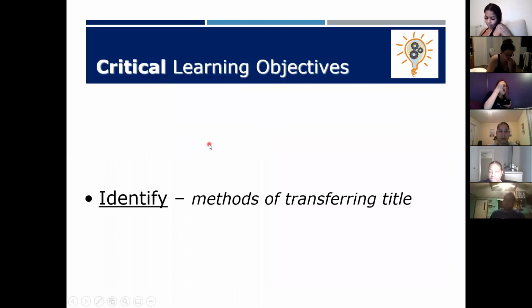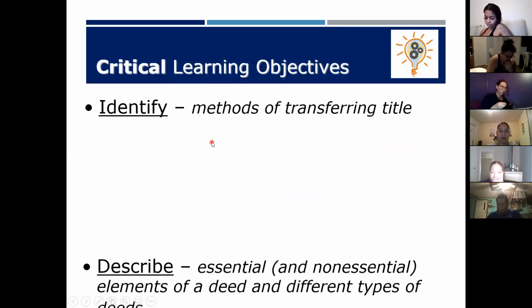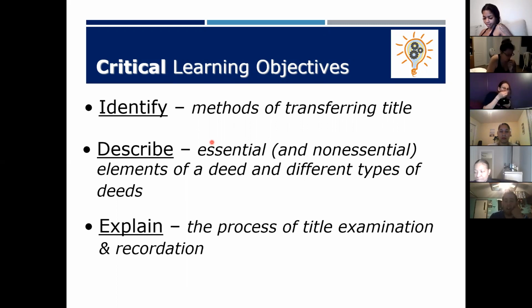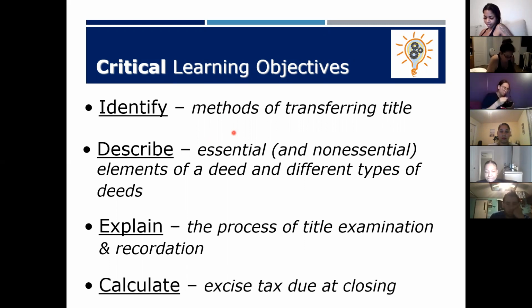In this unit, we're going to identify the different methods of transferring title. We're going to talk about deeds, and there are essential elements of a deed and non-essential elements of a deed. And then, of course, it would be way too boring to have just one kind of deed, so we have different types of deeds, and we're going to talk about what they do. And then we're going to talk about title examination, recordation, title insurance, that kind of thing. Again, this is our attorney's unit. At the end, I do have a little bit of math, but it's very little, and we'll see that tomorrow. So before we begin in Unit 5, I'd like you all to turn with me to page 86.